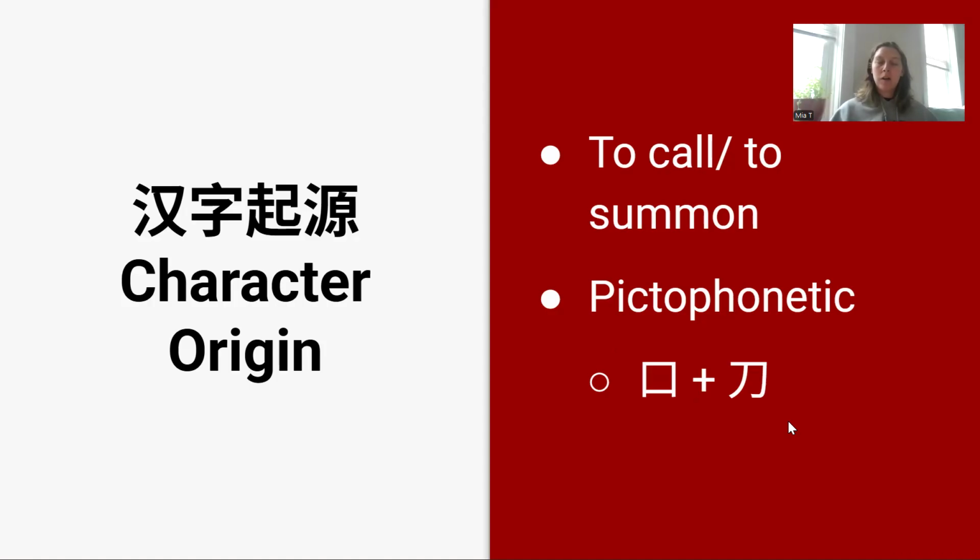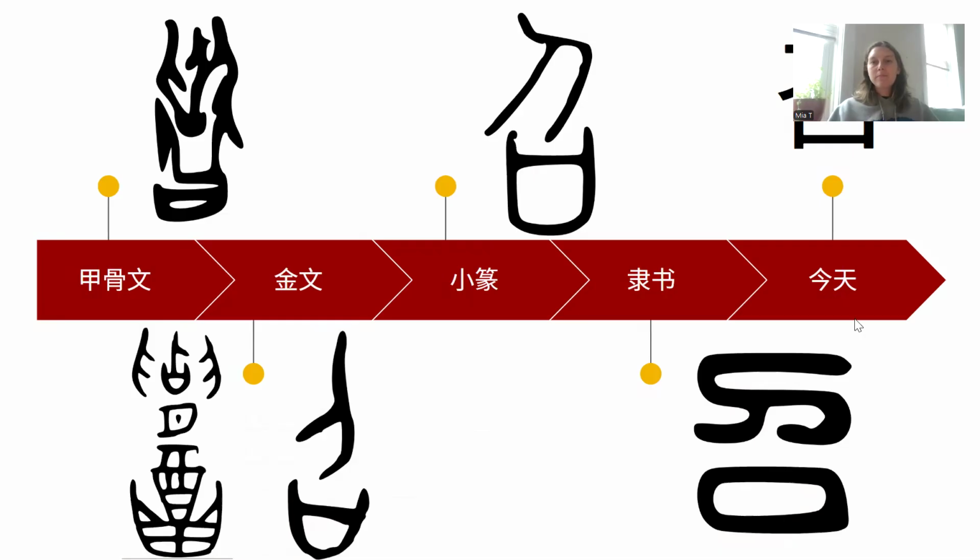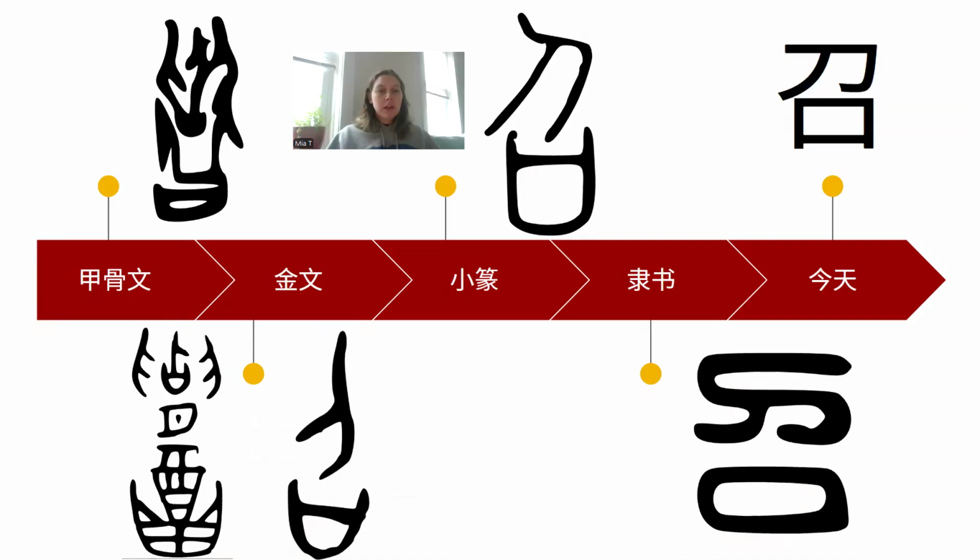Kou, the mouth, is used to represent the idea of calling or summoning, like establishing authority using your voice. So here you can see the Yanbian, or the evolution over time. The Oracle Bone script character is very interesting. I'll talk about it a little bit more on the next slide because it's a little bit easier to see the pictographic nature of it.